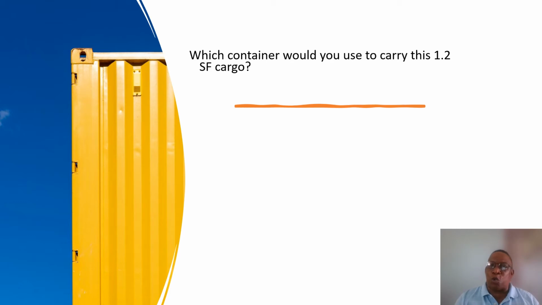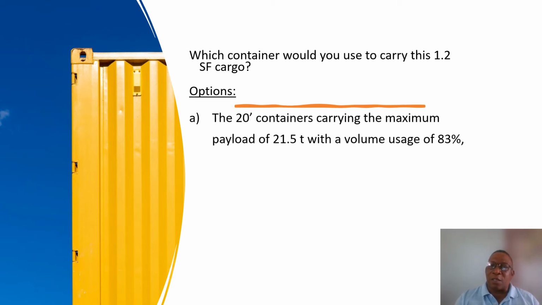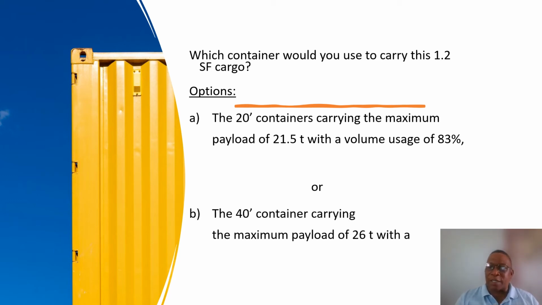Which container would you use to carry this 1.2 stowage factor cargo? Let us look at the options. A 20-foot container carrying the maximum payload of 21.5 tons with a volume usage of 83%, as against a 40-foot container carrying the maximum payload of 26 tons with a volume usage of 47%. It can readily be seen that there is a better usage of space with the 20-foot.